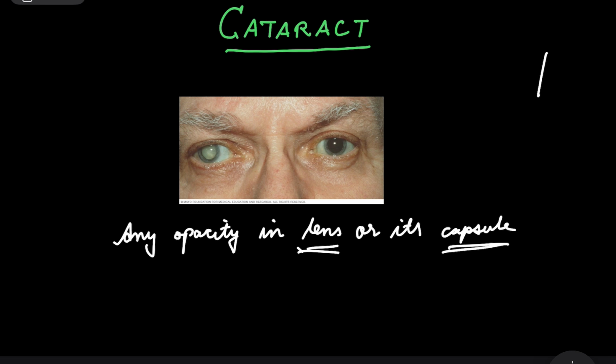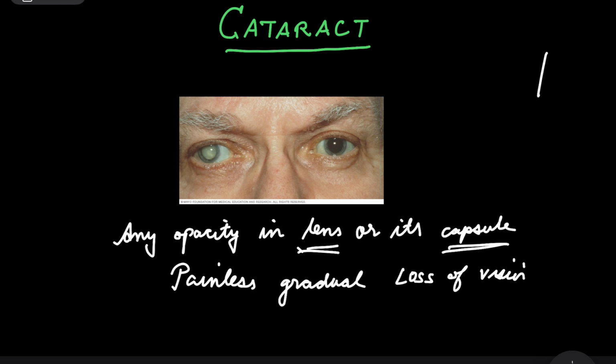Now, if opacification develops in the lens, what will it lead to? It will lead to very, very painless, gradual loss of vision. Pay close attention to the adjectives that I've used here. Painless, gradual loss of vision. The information that we are getting from this very statement is that it is painless, first of all.